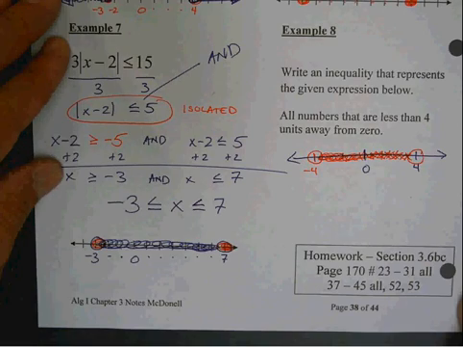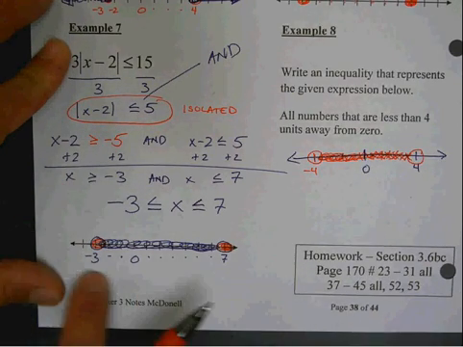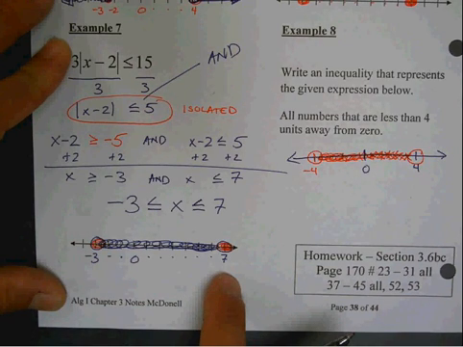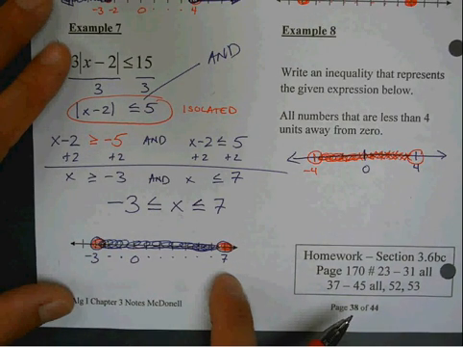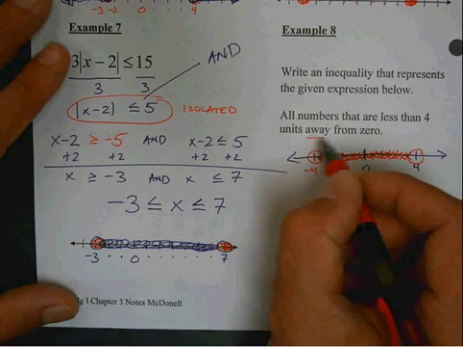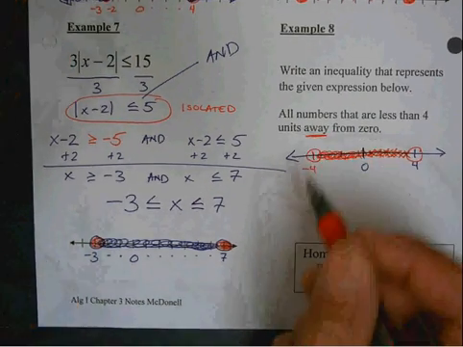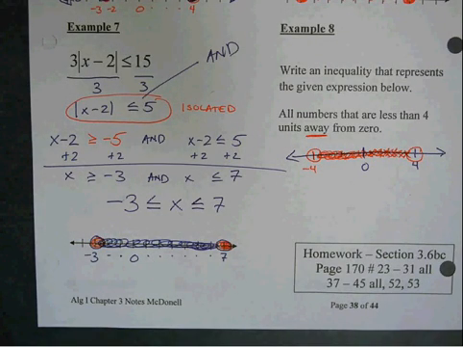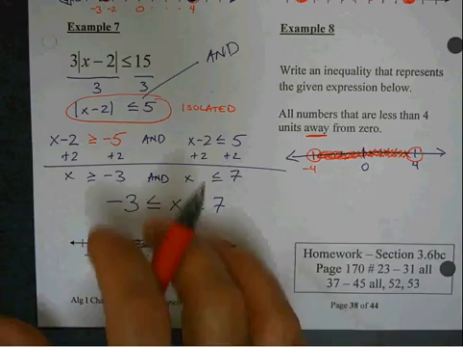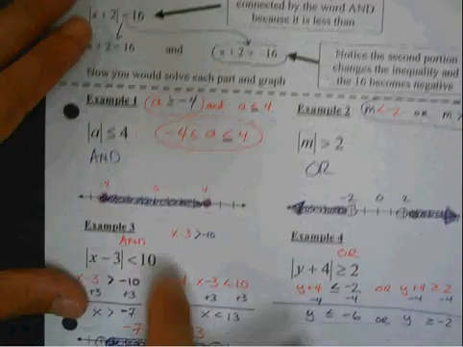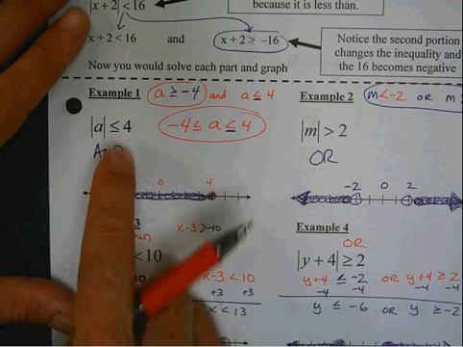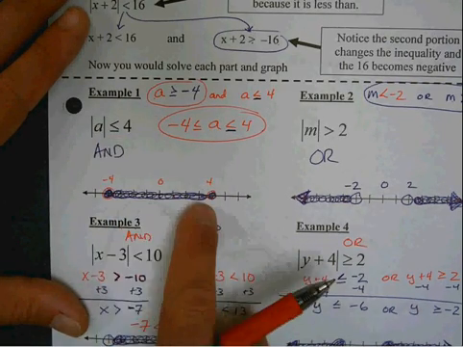Look down here at example 7. How did I write all the numbers in between -3 and +7? Katie? Well, wouldn't it keep going past -4? Well, it's less than 4 units, what? Away. Away's meaning what word? Distance? Away and distance is the same thing. So go back to page 1. Isn't this all the numbers that are 4 units away from 0? How did I write that?